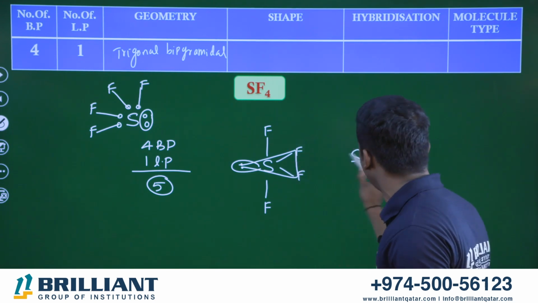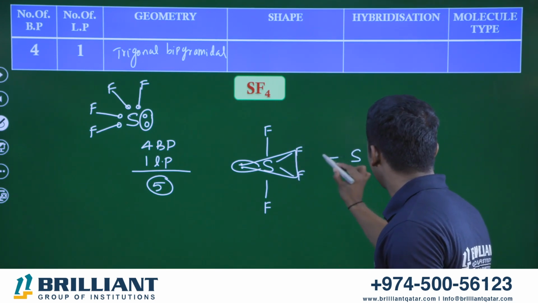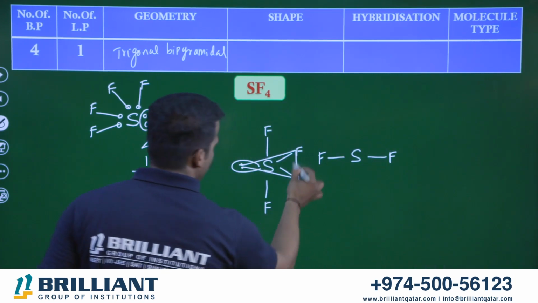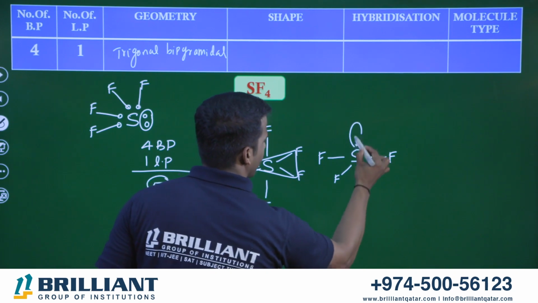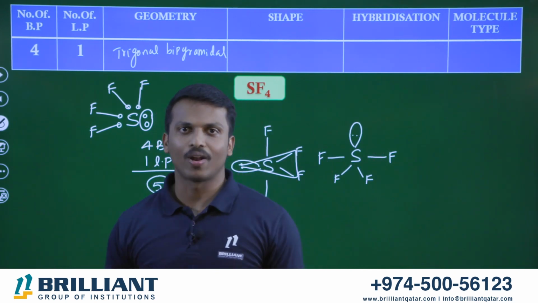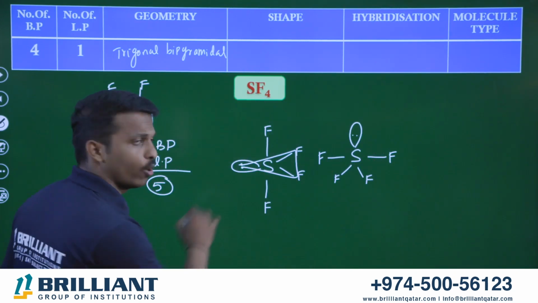Can you see the linear bond? I'm just drawing like this, okay, fine. And these 2 fluorine I'm writing like this, okay, and this is the lone pair. Clear all of you? Both are same or not?